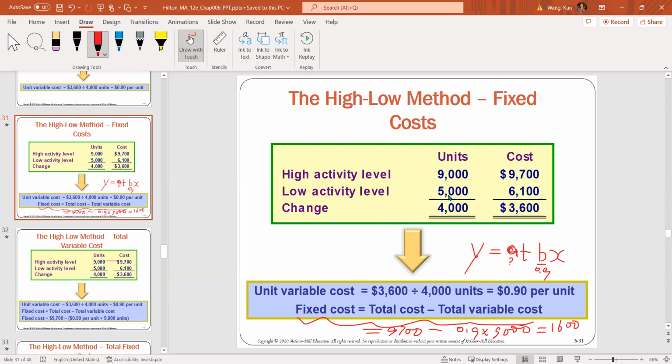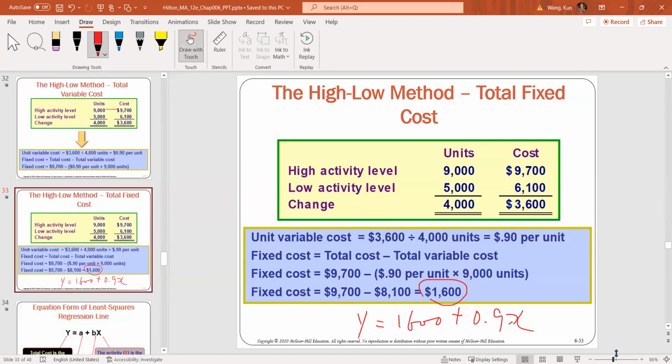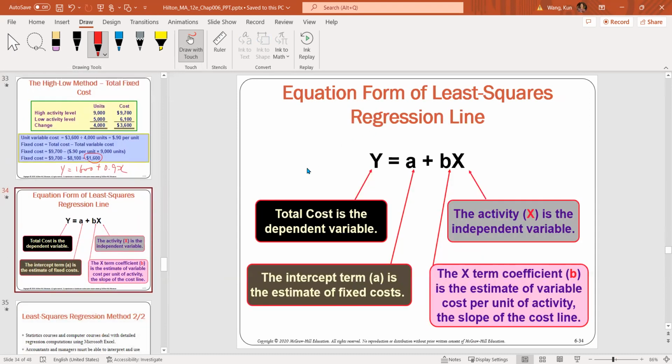If you use the lowest point, you should get the same number, but you need to change the total cost and the volume accordingly. So yeah, it explains the same thing as I'm doing here. And again, it explains the way we're trying to do.